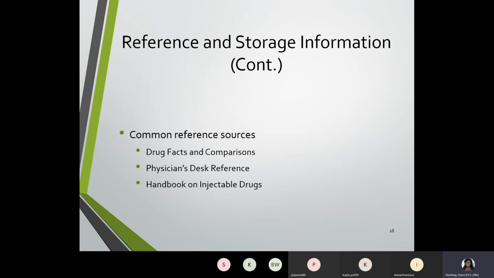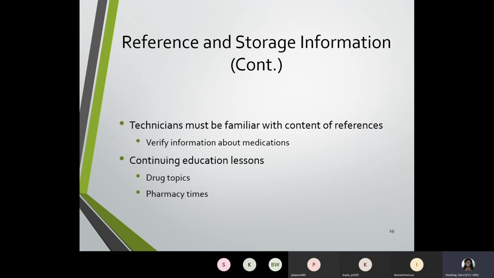Now, there are some common references that can be sourced. Some examples of common reference sources include the Drug Facts and Comparisons, the Physicians' Desk Reference, as well as the Handbook on Injectable Drugs. These are all sources that can even be found online or also inside of our classroom. So now that I've gone over the reference sources, it's important that pharmacy technicians be familiar with the content of references. That way you know how to verify information about medications and can get familiar with that.